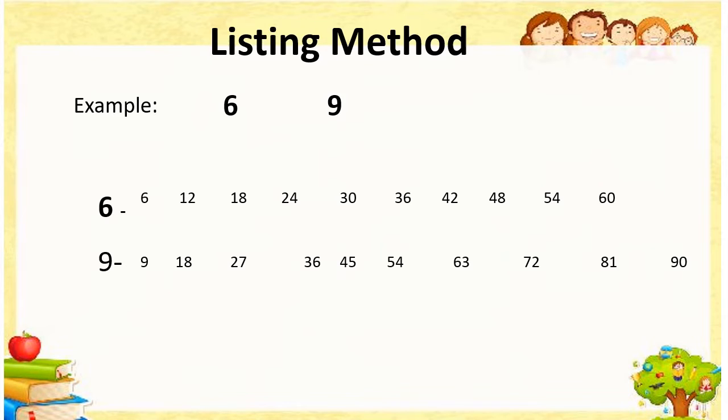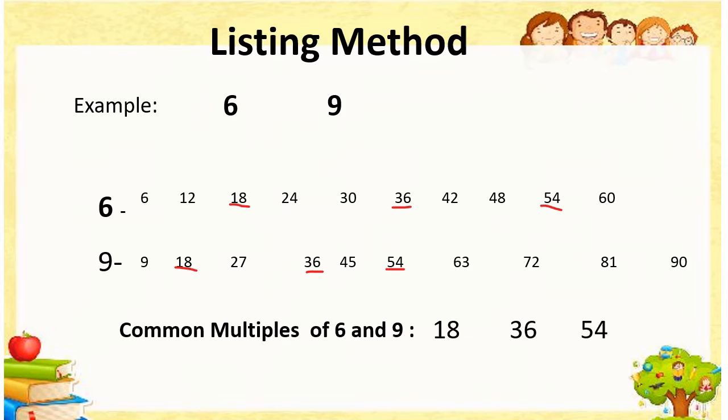After that, we're going to list down all the common multiples of 6 and 9. Ang common multiples natin dyan ay 18, tapos meron din si 36, and meron din si 54. Alin dyan ang pinakamaliit? Yung least. Ang ibig sabihin ng least, yung pinakamaliit. Yung pinakamaliit dyan sa 18, 36, and 54 is 18. So, ang LCM natin sa 6 and 9 is 18.